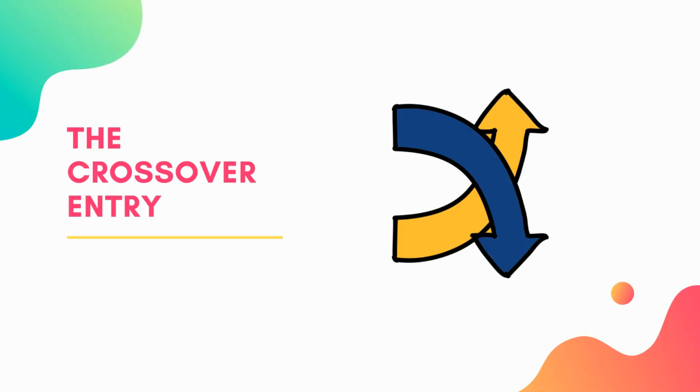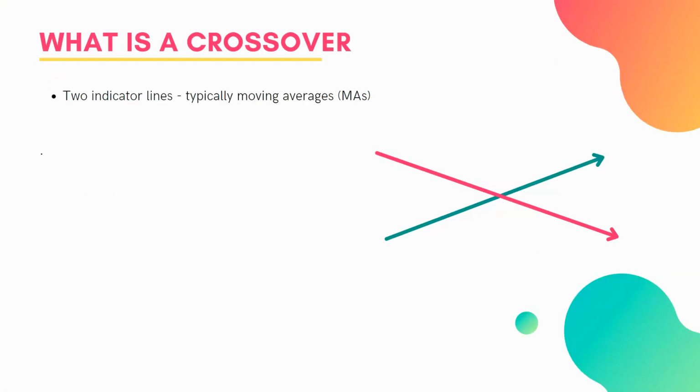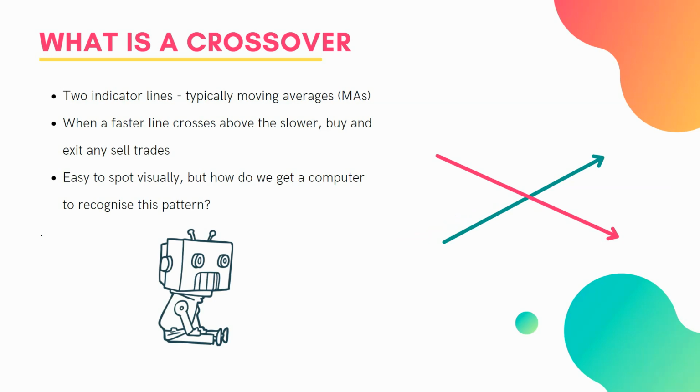So the first entry system we're looking at is the crossover entry system. I'm sure many of you that have been around trading for a while understand the basics of this, but we'll go through that now. So what is a crossover? A crossover is two indicator lines. Quite often they're types of moving averages that cross over each other. Very easy to see visually. When the faster line crosses above the slower line, you buy and you exit any sell trades, and conversely, when the fast line crosses below, you go the opposite direction. You sell and close any buy trades.